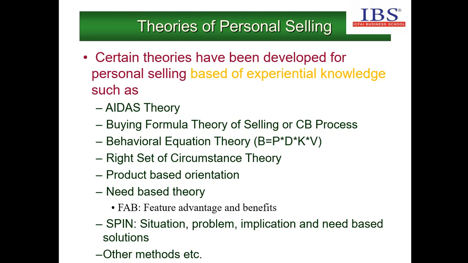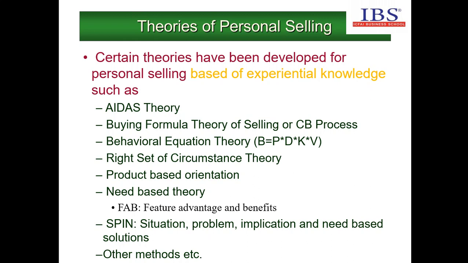The first theory is AIDAS theory, in which A stands for attention, I for interest, D for desire, A for action, and S for satisfaction. This theory says that attention is very, very important. That's the first thing that a salesperson or a marketer should capture, and then they can create the interest and the desire so that the action in the form of the purchase order comes up, and later you can check the satisfaction. The idea of this theory lies in capturing the attention of the customer first of all.